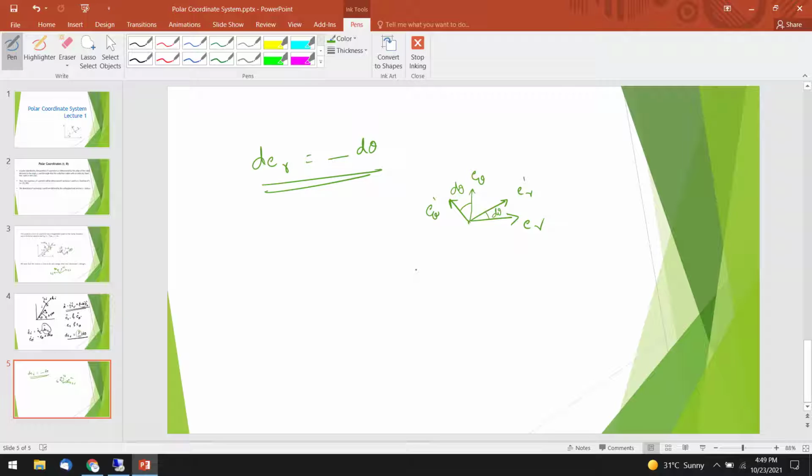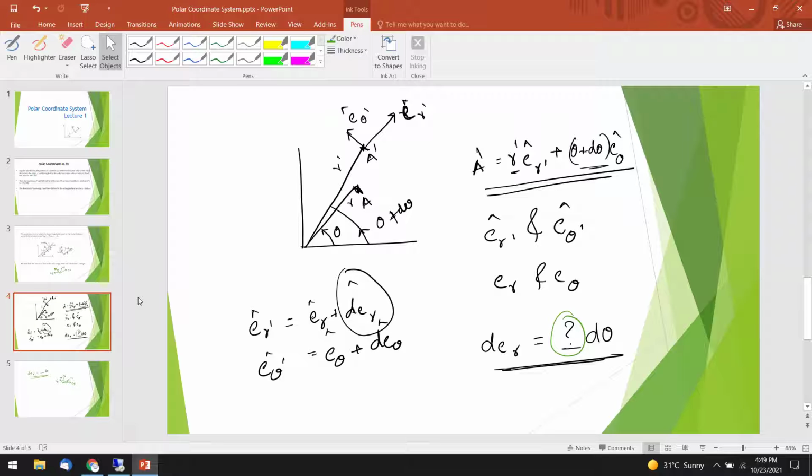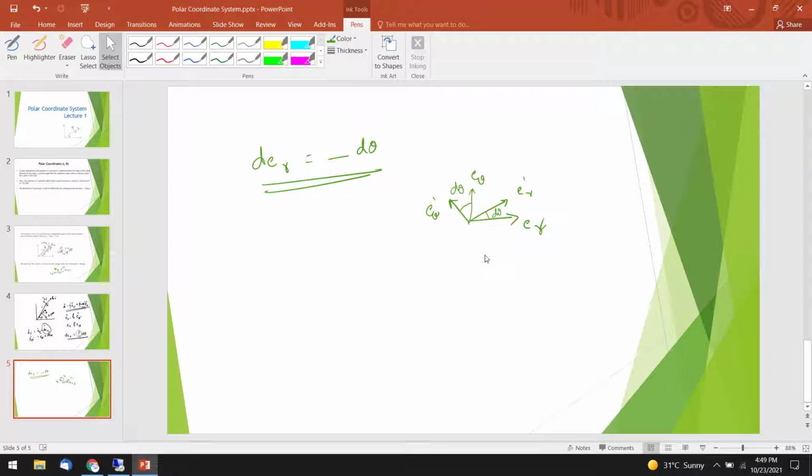So what else are we going to do? We know one thing. We know this vector addition. We know that er dash is equal to er plus der. This is basically vector addition, as I mentioned. So this is er dash, this is er, and this is d theta. We just mentioned this unknown stuff, and the magnitude is d theta.